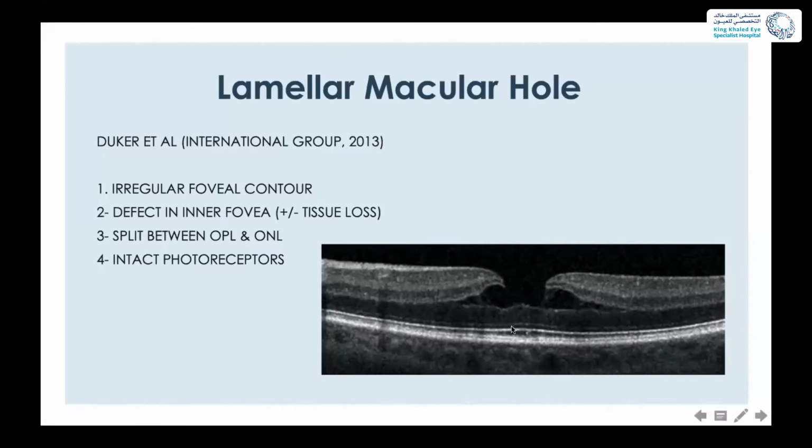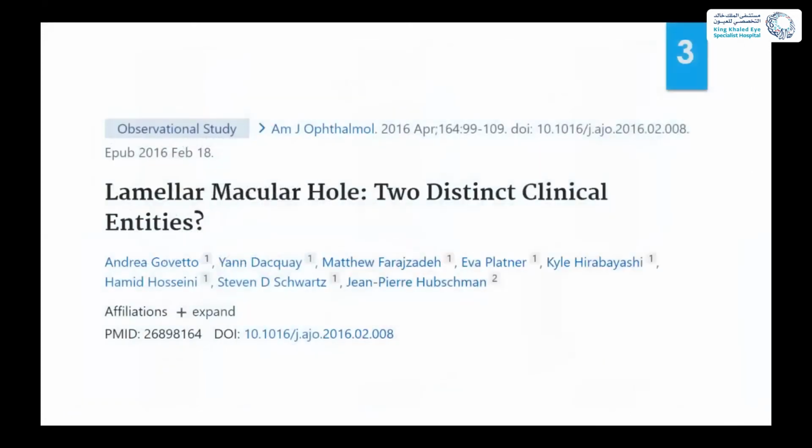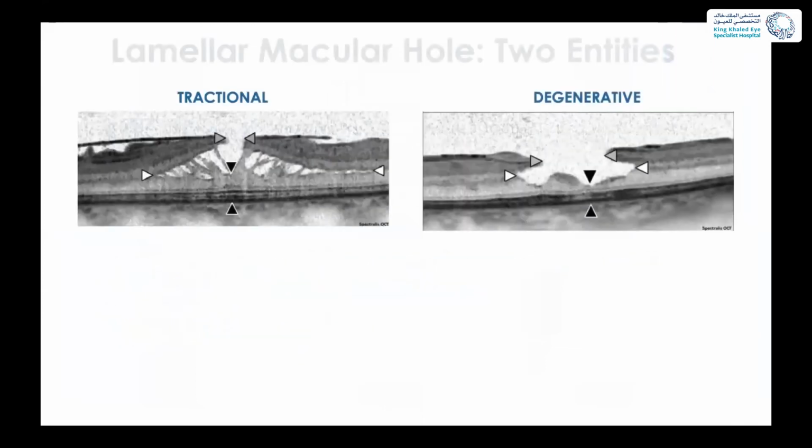Because if there is discontinuation of photoreceptor, we might consider it a full thickness macular hole. So to go back to our question, this is one article titled Lamellar Macular Hole: Two Distinct Clinical Entities. They divided the lamellar macular hole into two types. The first type is the tractional lamellar macular hole, and the second type is the degenerative lamellar macular hole. And our patient has both types, with traction in the left eye and degenerative in the left eye.